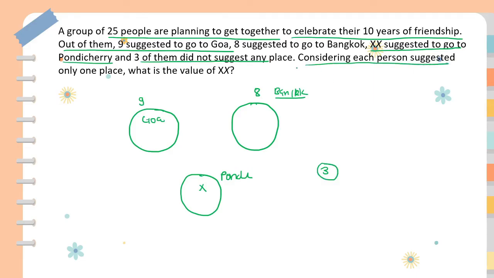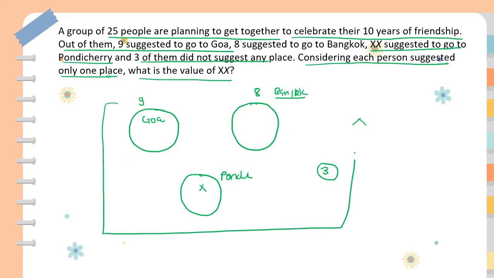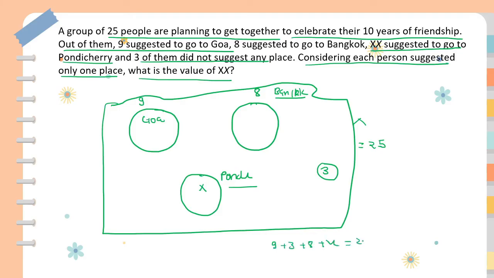Consider that each person suggested only one place. So each person is suggesting only one, so no person can suggest two. What is the value of x? We have to find the value of x, that is, how many people suggested Pondicherry. So this constitutes 25 people. So it will be equal to 9 plus 8 plus 3 plus x, so 9 plus 3 plus 8 plus x will be equal to 25. So basically 17 plus 3, that is 20, plus x is equal to 25. So x is equal to 5.